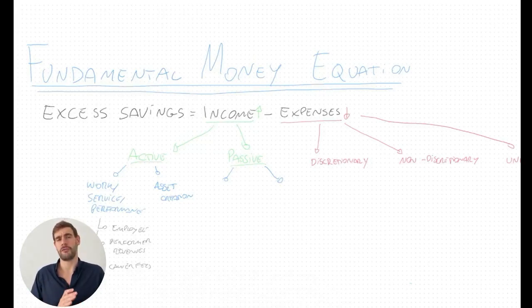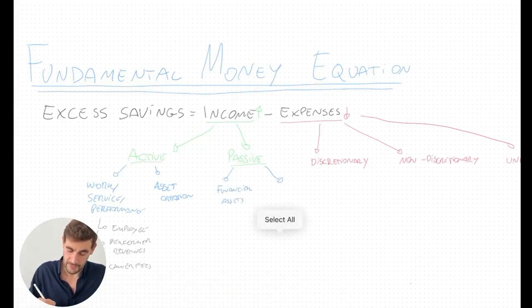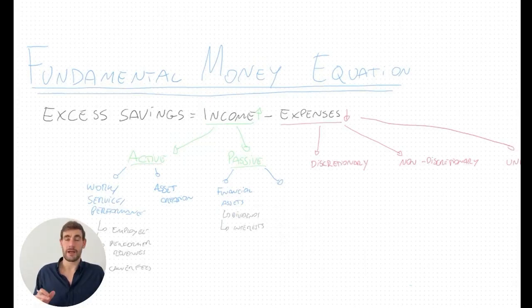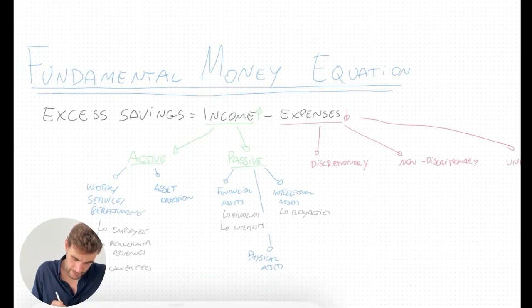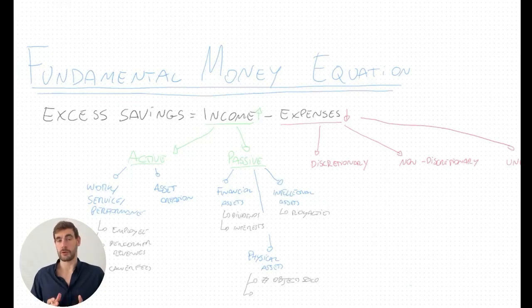Now, in terms of passive income, there are two main points. One is from financial assets. Here is all the income that you receive via dividends, interests, etc. Then there are the intellectual assets that include royalties. Then we have the physical assets, so here it can be the number of objects sold. Also, if we consider the house as a physical asset instead of a financial asset, it can be the rent that is paid to you.